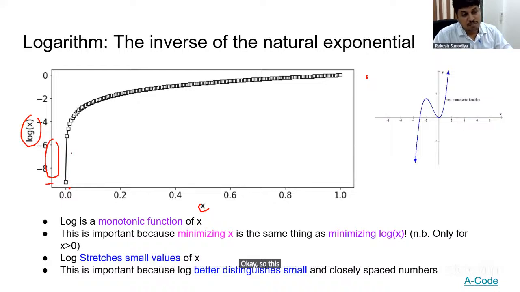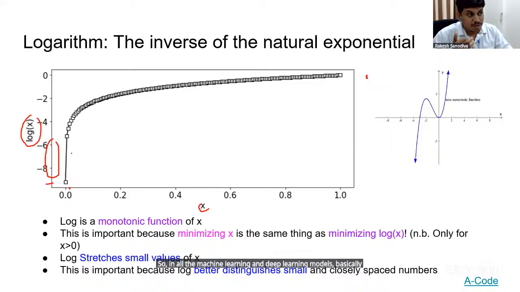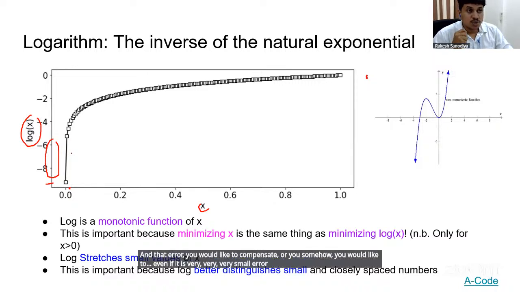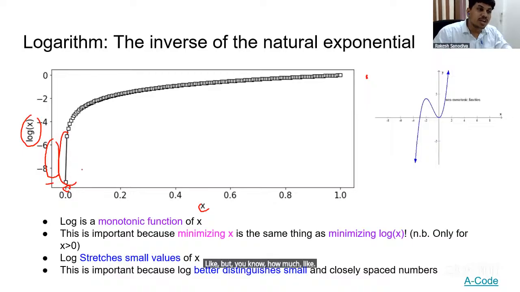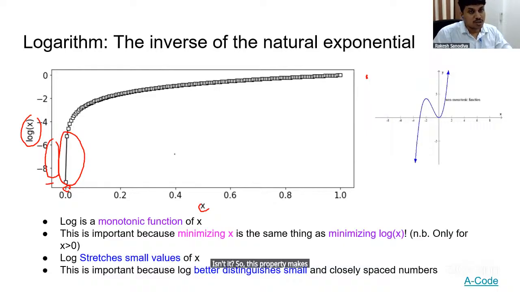This property makes it popular to use in machine learning and deep learning, because most of the time you are dealing with errors, and that error is what you would like to minimize. In all machine learning and deep learning models you would have some error, and you would like to compensate or manage it, even if it is a very, very small error. With the help of this function, it will be treated as very big. Here you can see even a 0.01% error gets so much weightage in the log of x. So this property makes it popular to use in deep learning and machine learning.